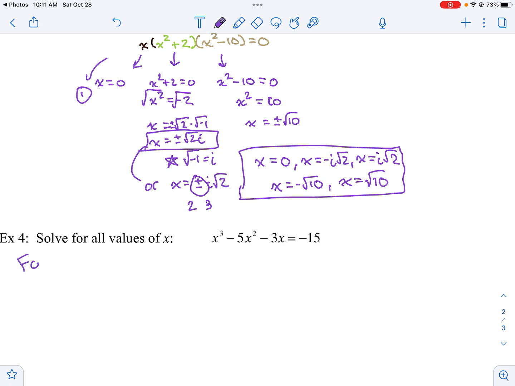When you get to this one here, my advice would be to factor by grouping, but first get everything on one side set equal to 0.